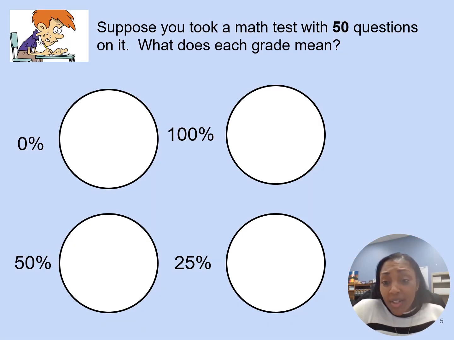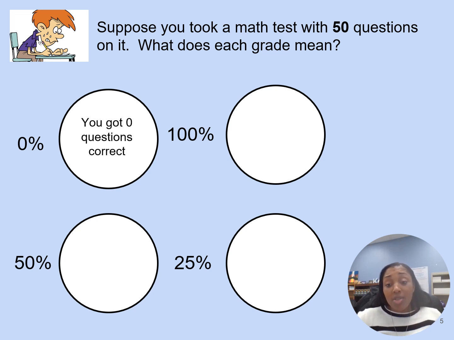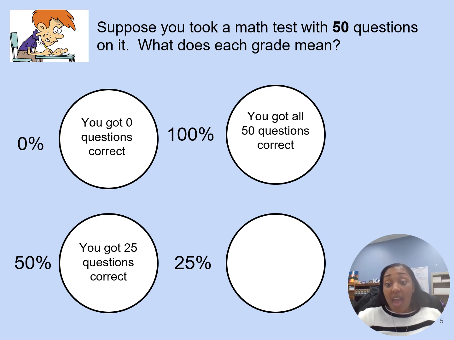So let's say you took a different test. Let's say this time this test only had 50 questions on it. What does each grade mean? Well, if you got a 0%, it still means you got 0 questions correct. If you got a 100%, it means you got all 50 questions correct. If you got a 50%, that means you got half, which means you got 25 questions correct. And if you got a 25%, that means you got a quarter. So that means you only got 12 and a half questions correct.